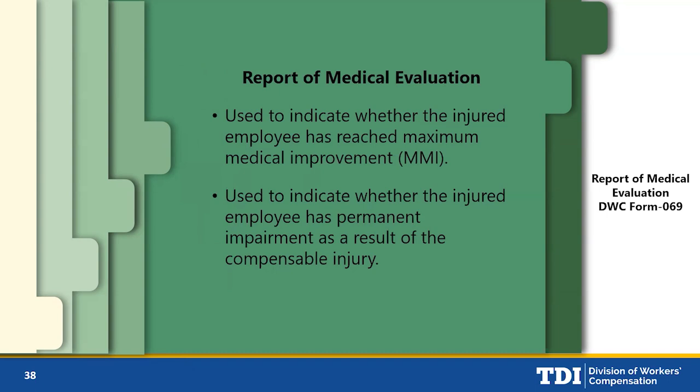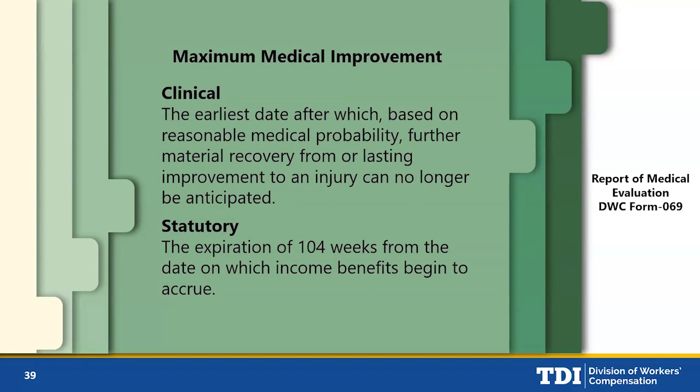Now, on the first bullet, you don't have to have special training. The treating doctor does not have to have special training to assign an MMI date. They do if it's an impairment assessment. But that's what this form is for, is the MMI date, and if they happen to have impairment, you can jot it down there. So to further define maximum medical improvement, it is a date, and it's either based on the clinical status of your injured employee, or after an expiration of some amount of time, it's a statutory designation of MMI.